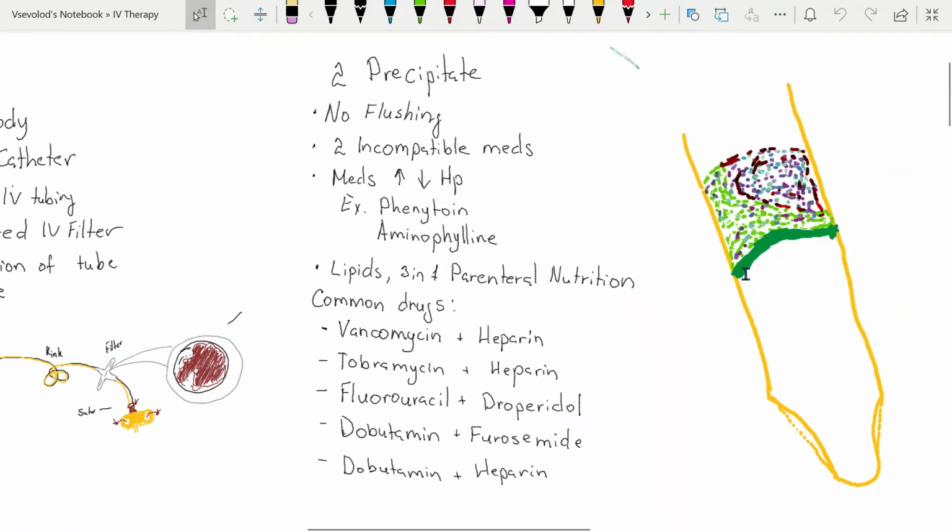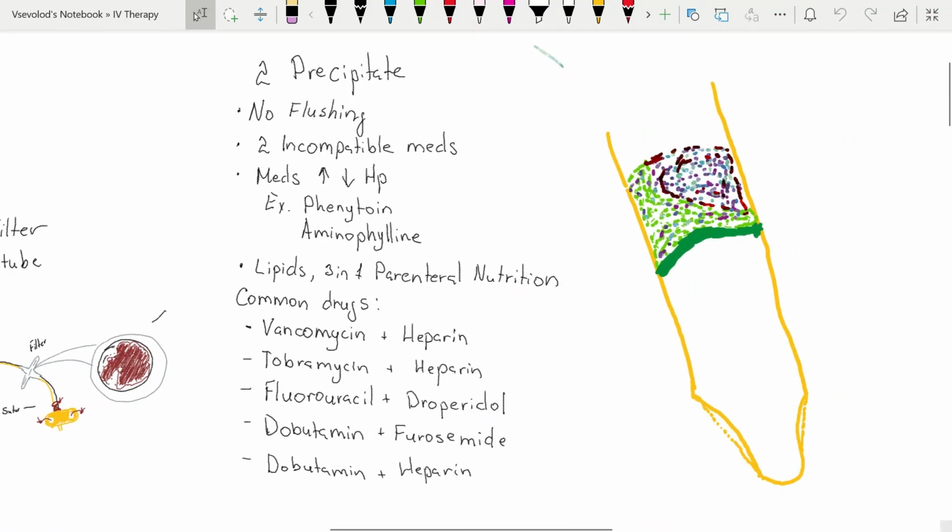So the second type is the precipitate. The causes of precipitate occlusion include inadequate flushing between medications, then infusing two medications that are incompatible, and they can react and cause occlusion. Infusion of medications with high or low pH. By this they mean a pH as high as 9 or as low as 5. Some of the medications that have such a pH are phenytoin and aminophylline.